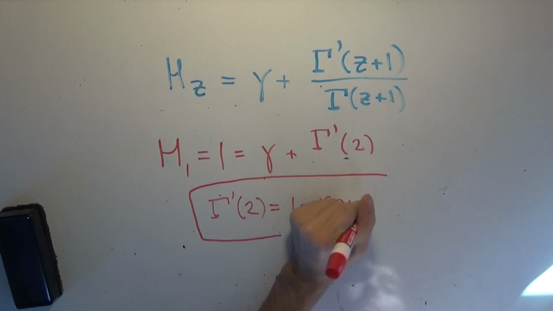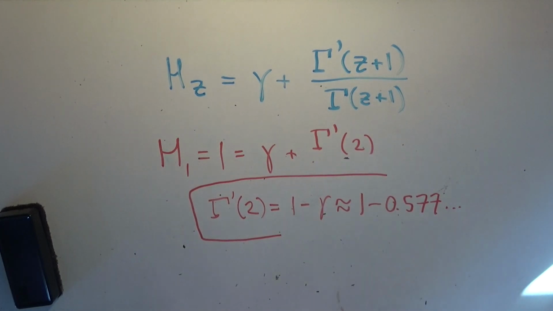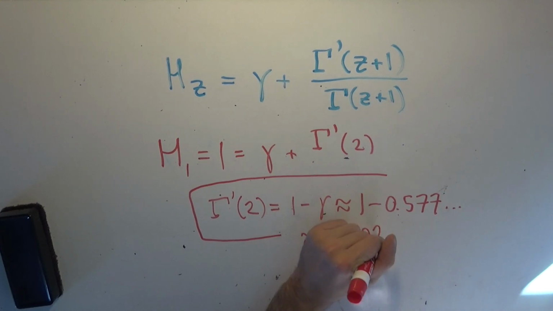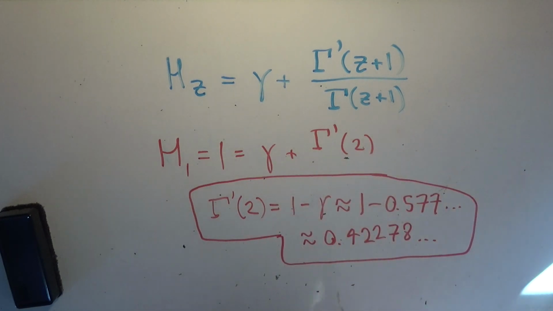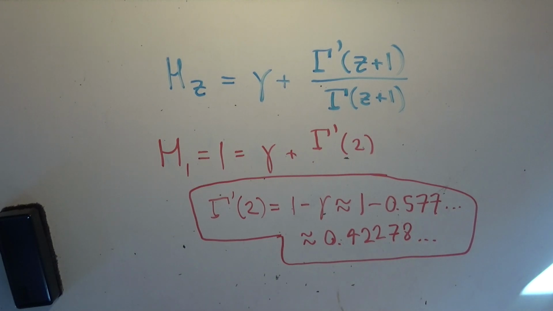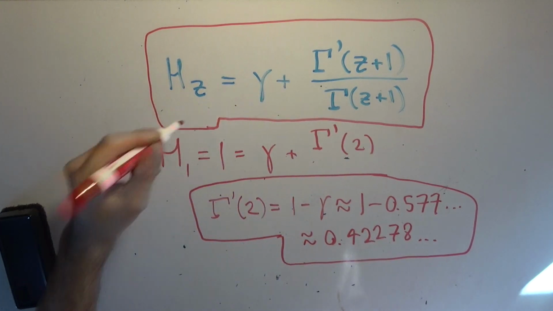So this is about 1 minus 0.577, which tells us that it's about 0.42278. So that's about 1 minus the Euler-Mascheroni constant. And we're actually going to see this appearing in two different forms in the next video because I'm going to show you two amazing things that are exactly equal to 1 minus gamma, and I think you'll find them very, very enticing.